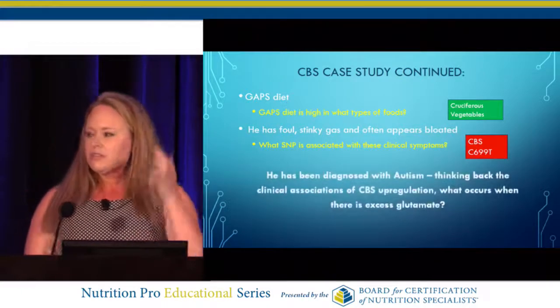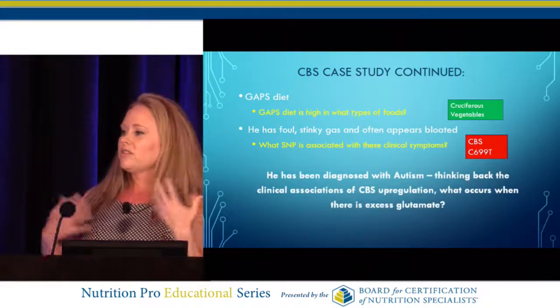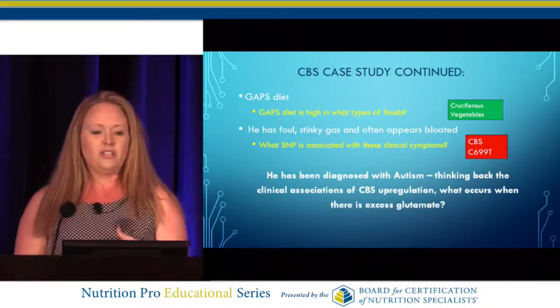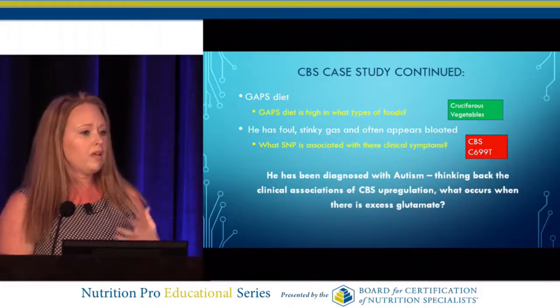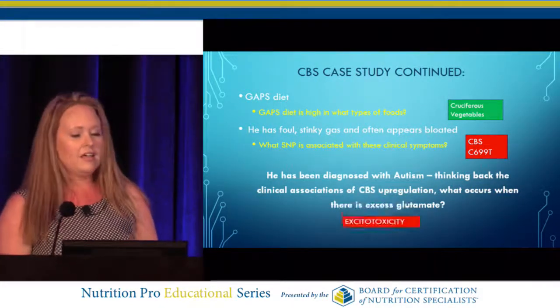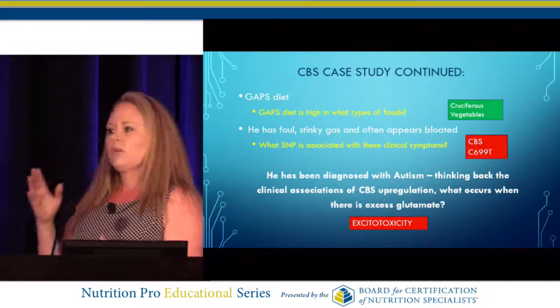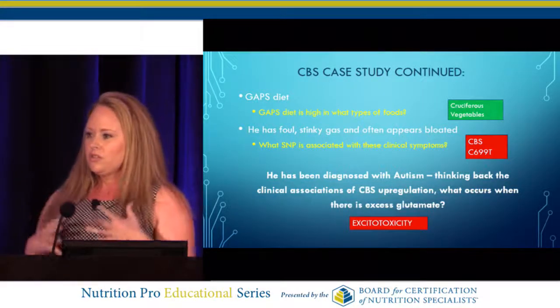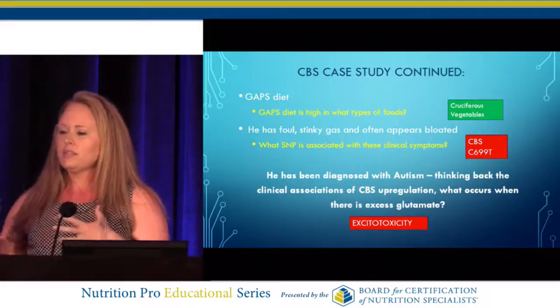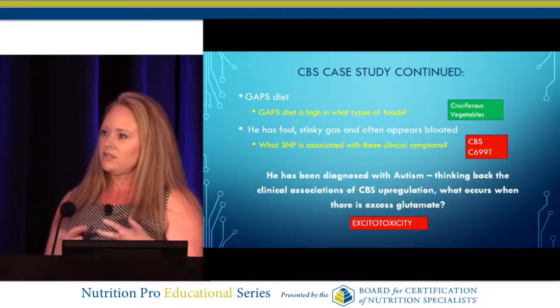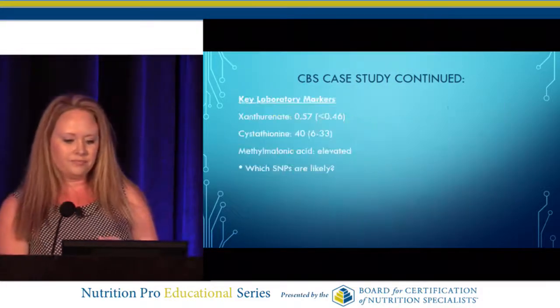He's also been diagnosed with autism. So I want you to think back to those associations in the upregulation. When there's excess glutamate in the body, we have excitotoxicity. We also have excess cortisol. We also have excess ammonia. So the clinical picture of autism can certainly fit into this particular upregulation.